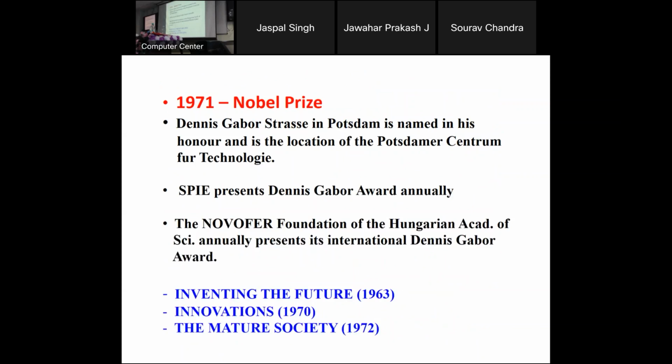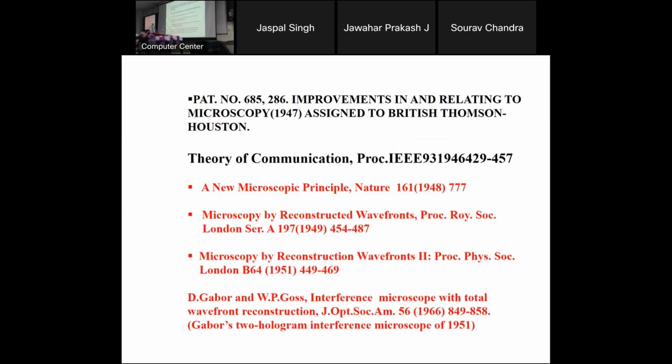He wrote some other popular books also. Inventing the Future, 1953, Innovation, 1970. The Mature Society is a pretty good popular book too. He had patents and his theory of communication papers and proceedings of the IEEE, 1946, a seminal paper, very widely quoted, very widely cited in the literature. These are the three papers which won the Nobel Prize.